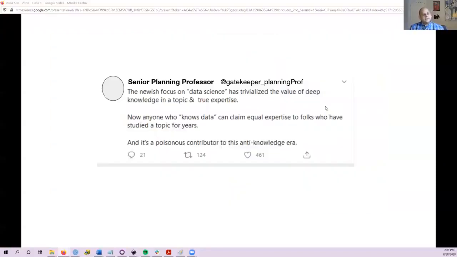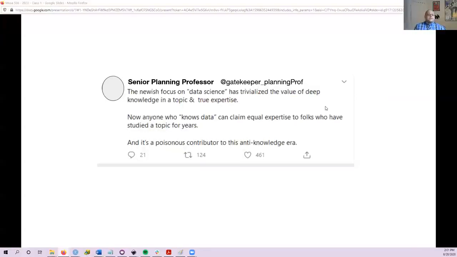And the other reason is this tweet from Gatekeeper Planning Professor. This person writes, the newish focus on data science, quote unquote, has trivialized the value of deep knowledge in a topic and true expertise. Now anyone who, quote, knows data can claim equal expertise to folks who have studied a topic for years. And it is a poisonous contributor to this anti-knowledge era.